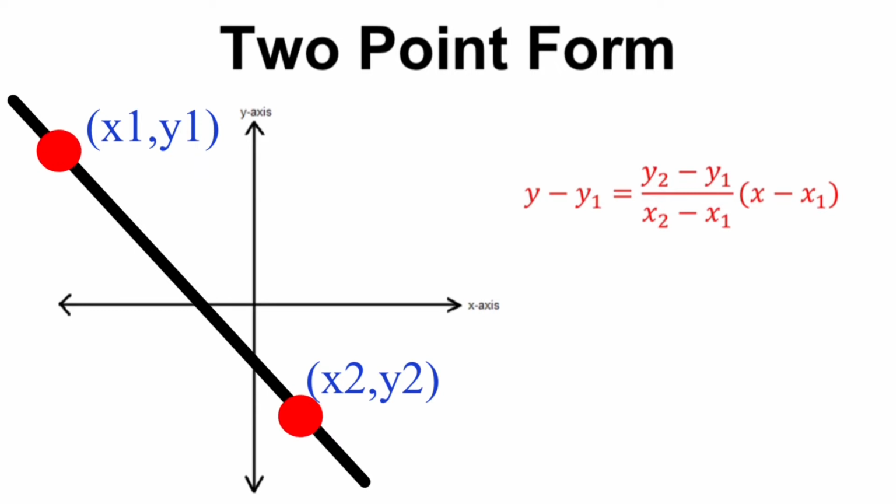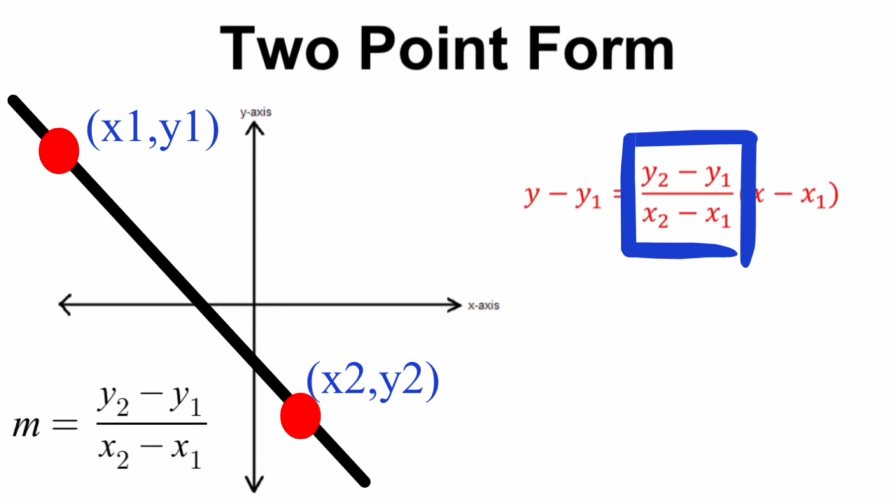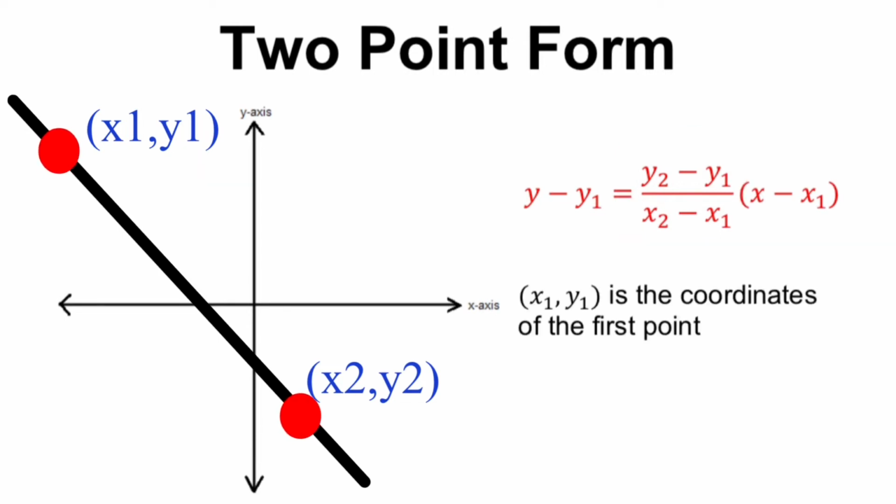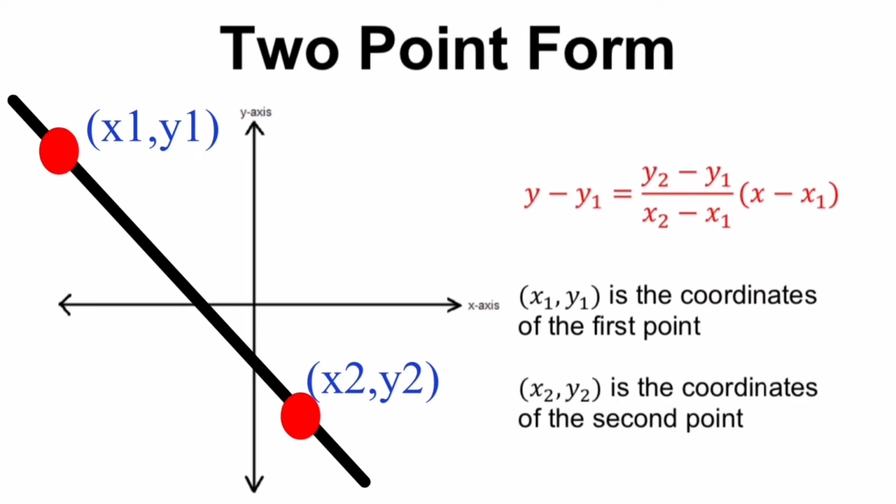Now please notice that our slope formula is this part right here: y2 minus y1 over x2 minus x1. And so this is, again, just an expanded form of the point-slope form. Again, (x1, y1) is the coordinate of the first point, while (x2, y2) is the coordinate of the second point. Now let's move on to the next form.